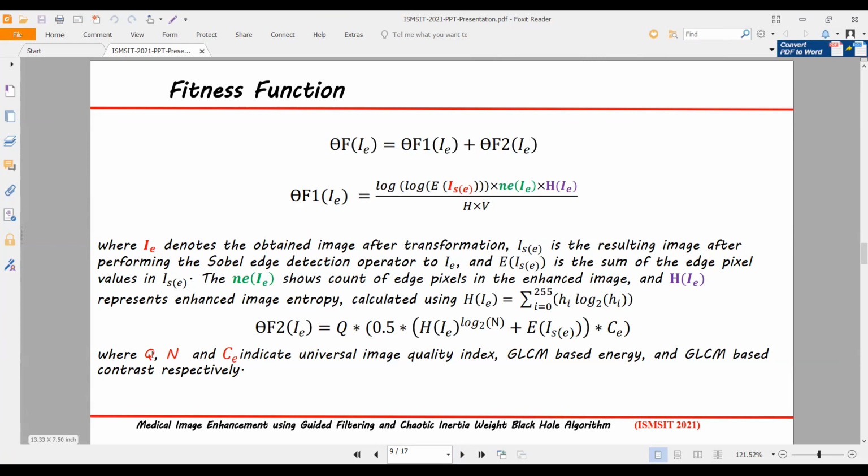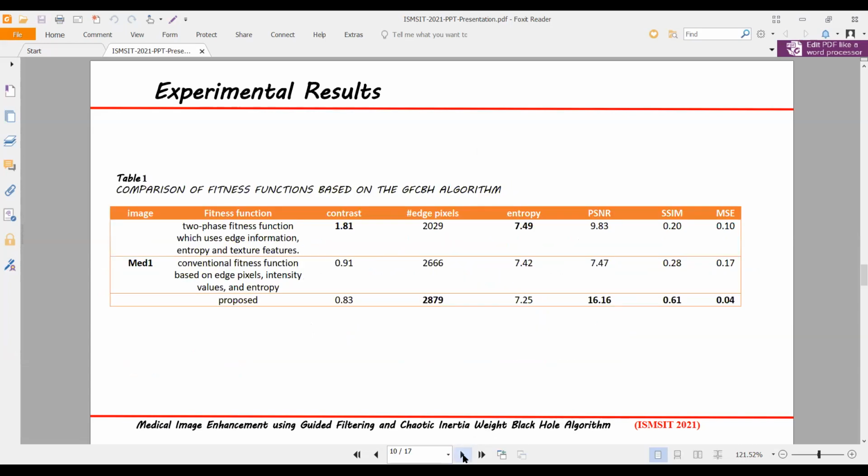So Q here is the universal image quality index, and HIE is the entropy of the image, and the N indicates the GLCM based energy, and the C, this last one, is the GLCM based contrast. So this is our proposed fitness function.